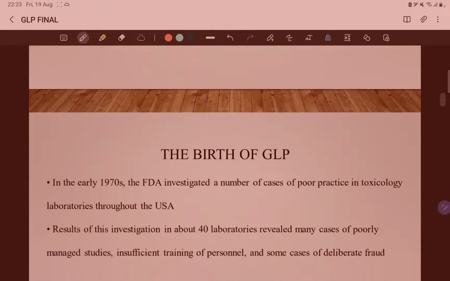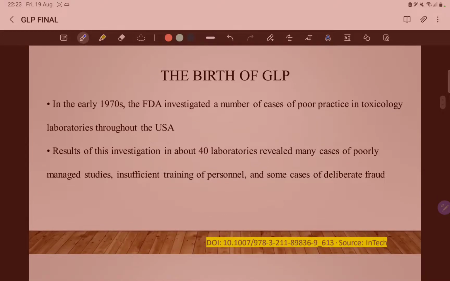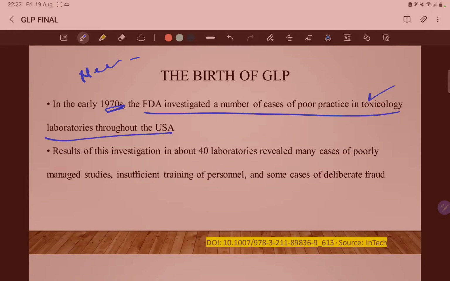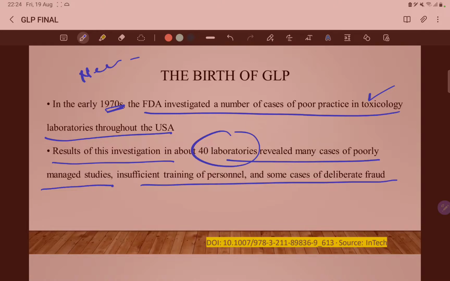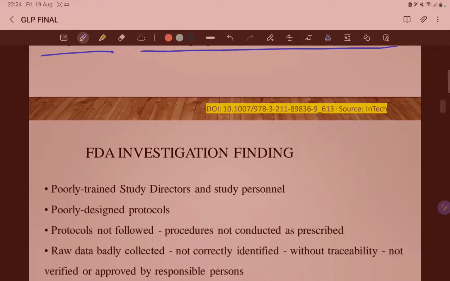Okay. About the history, the birth of GLP, we said, was in New Zealand and Denmark. In the early 70s, FDA investigated a number of cases of poor practice in toxicology labs throughout the USA. Results of inspecting 40 labs revealed many cases of poorly managed studies, insufficient training of personnel and some cases of deliberate fraud. So here we started.